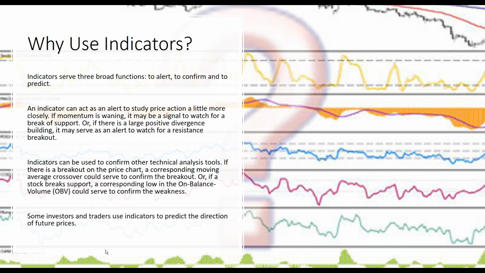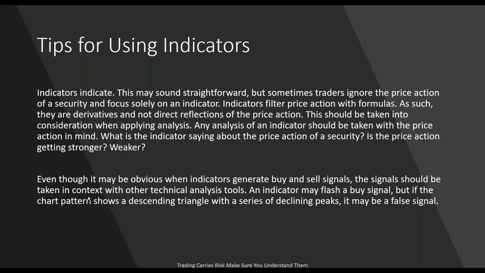Some investors and traders use indicators to predict the direction of future moves. Now, remember, indicators indicate. This may sound straightforward, but sometimes traders ignore the price action of a security and focus solely on the indicator. As I said earlier, indicators are your secondary line of defense. Price action and movement on the charts is your number one. But that is also combined with trend patterns and patterns on charts and reading your candlesticks, because that's all using direct price movement. Indicators are your second line of defense.